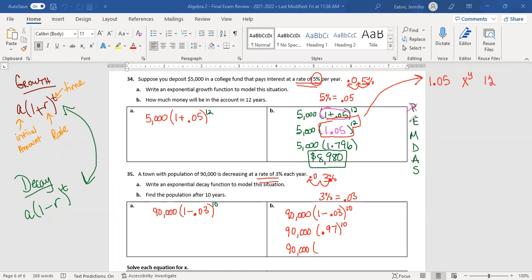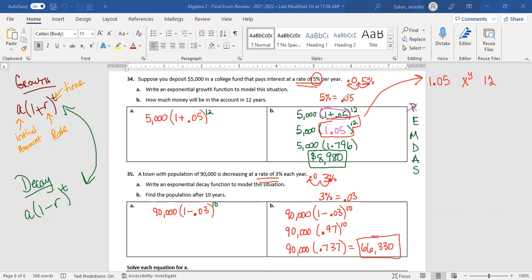We do our exponent next, right? And that is 0.737. That's the decimal that I accidentally wrote above. So 90,000 times 0.737 gives us 66,330. So in 10 years, the population has dropped to 66,330 people left in the town.